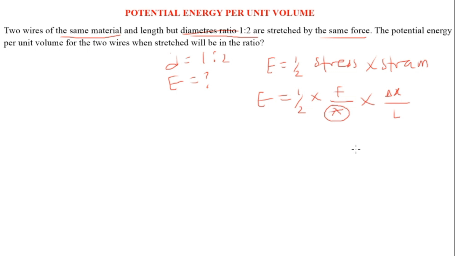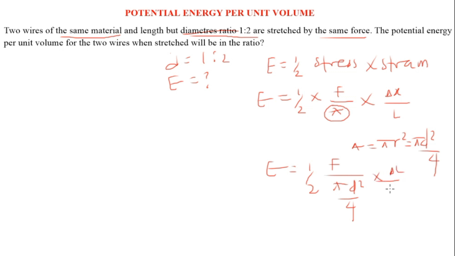Since it's a wire, the area of a wire is pi r squared, or pi d squared upon 4. That means we are going to have something of this nature: half, then force over pi d squared upon 4, multiplied by delta L upon L. It implies that the E is inversely proportional to the square of the diameter. That is, E1 will be proportional to 1 over D1 squared, and E2 will have its D2 here, squared.